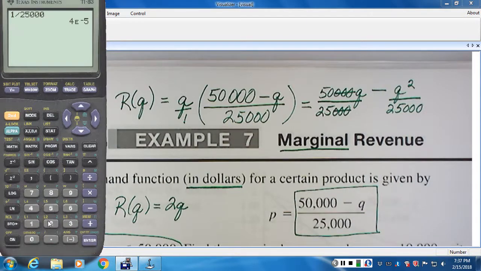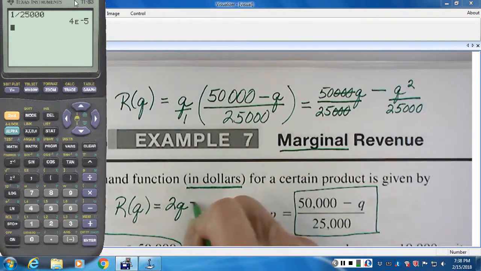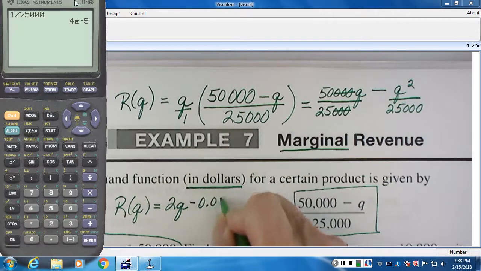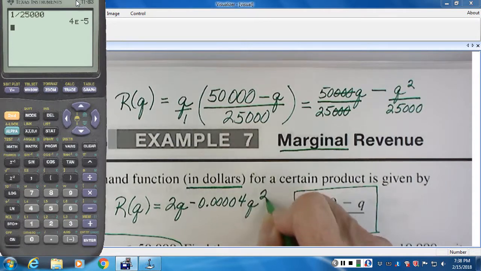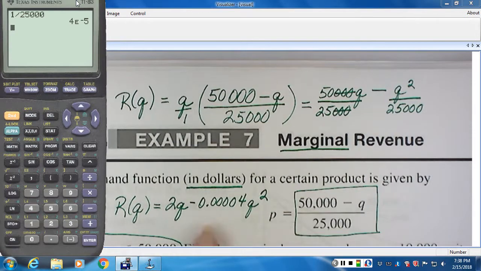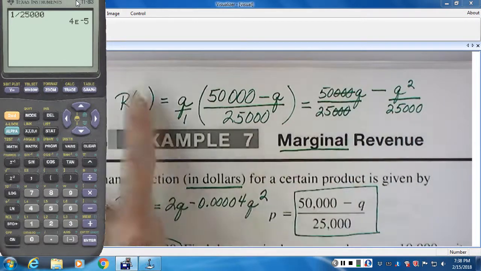Which comes out to be 4e negative 5, which is 4 times 10 to the negative 5 power. What that negative 5 means is that we need to move the decimal 5 places. Which direction? To the left, because this is a very small number. Negative exponents mean we move the decimal left. So that's going to be minus 0.00004 Q squared. So there's a nice simple revenue equation that came from all of this.